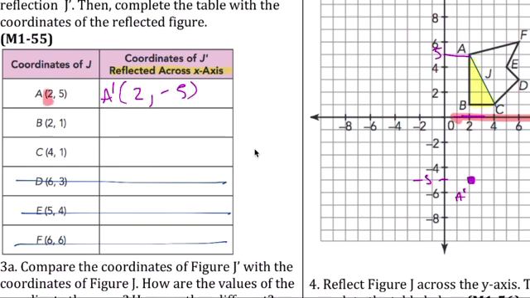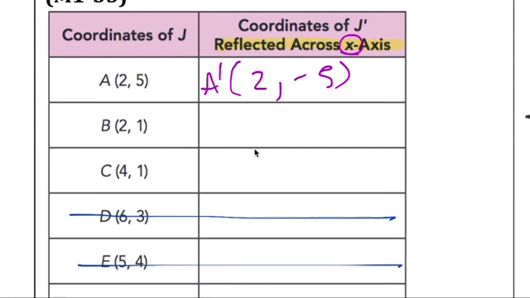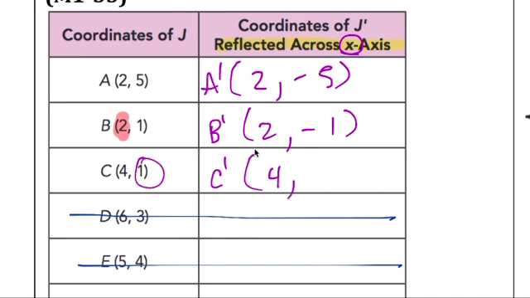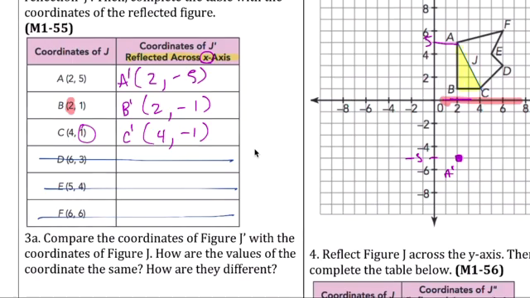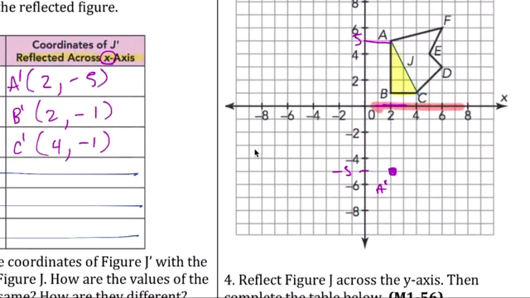And notice that's A prime. The 2 is the same, and the 5 is its opposite. When it reflects over the x-axis, the y changes to its opposite. The x stays the same, right? So B prime then is 2, the x stays the same, the 1 becomes its opposite. And C, 4 stays the same, and this 1 becomes its opposite. Then graph that. Just notice the pattern after 1, you can do the rest.